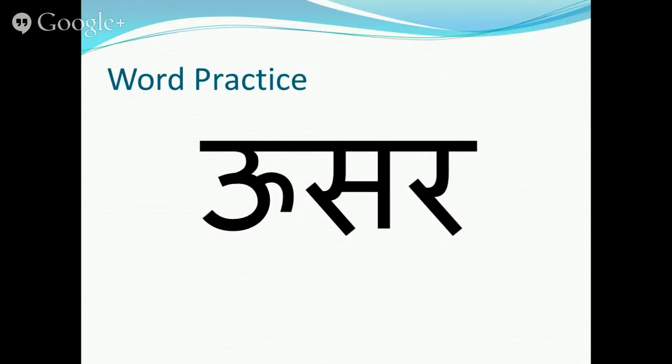This is u followed by sa followed by ra. Usar, usar. Remember, the second vowel is not a or any of the above. It is a. Usar, usar.